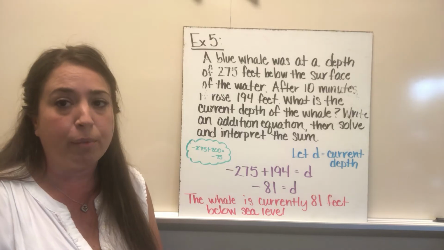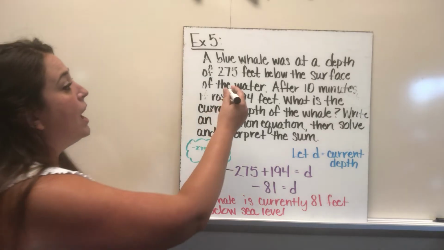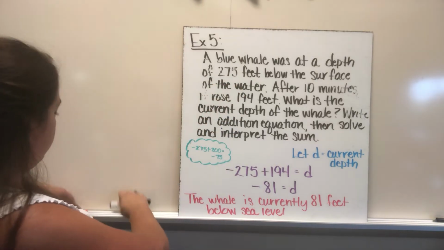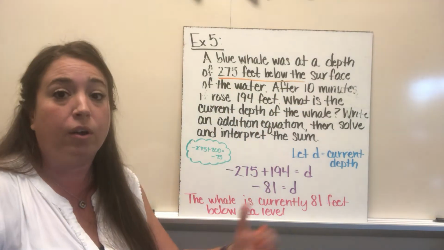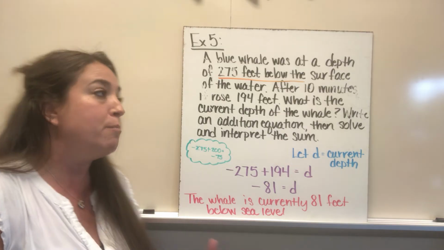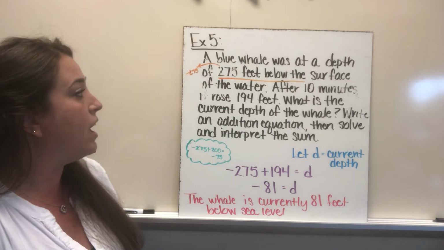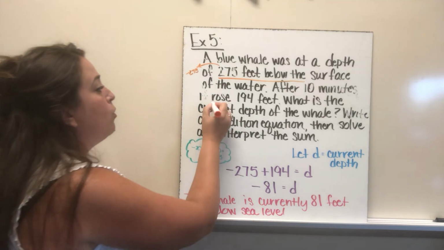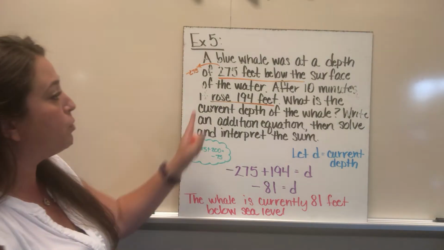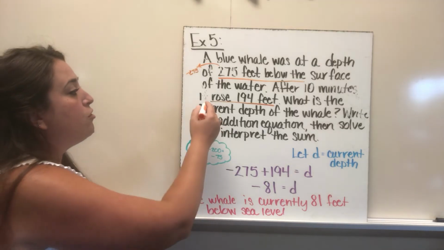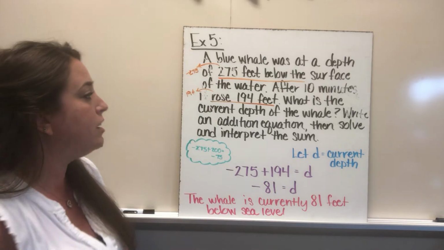So there's a lot of information here. First thing I'm going to do is go through and highlight what I would do. We're at 275 feet below the surface. So thinking back to lesson 2.1, if I'm below the surface, that's a negative 275. After 10 minutes, it rose 194 feet. Time doesn't really matter in this particular instance. We just want to know the change in depth. So because it's rising, that's going to be a positive integer, a positive 194.